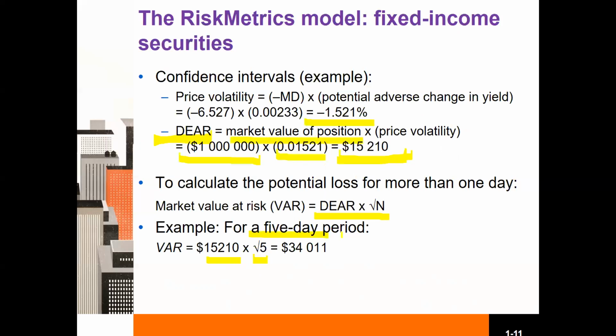Let's say we want to calculate it for a 5-day period. So it's the daily earning at risk, 15,210, multiplied by the square root of 5. So the value at risk is 34,011. Okay, it means that there is a 1% chance that the value of the portfolio can decline by $34,011 in a 5-day period, in the worst case scenario, in the 1% of cases.